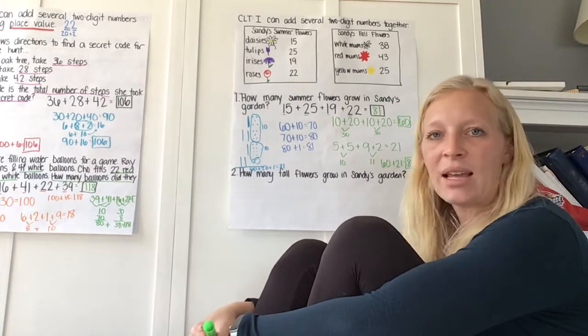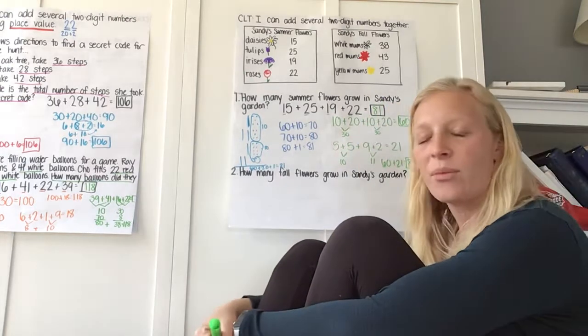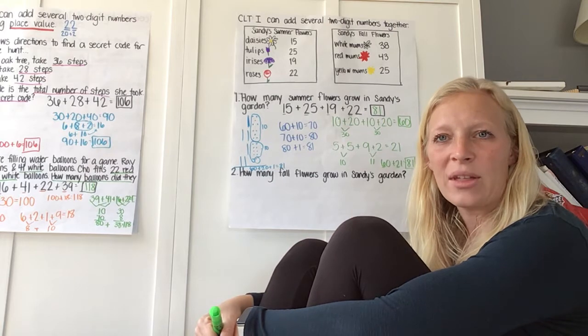What do you notice about these 2 strategies? We're using base 10, absolutely. So base 10 for this, base 10 for this, aren't we? And what else do you notice? If they're all base 10 though, how are they different?